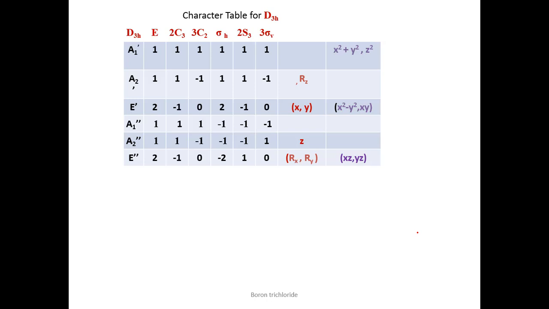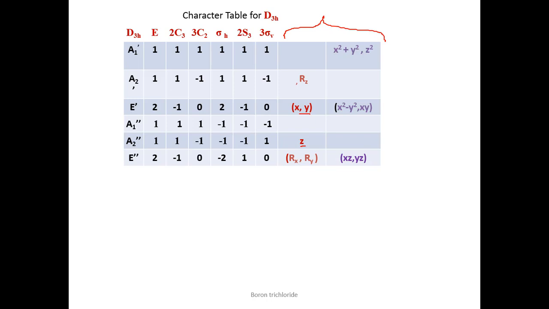Assigning the hybridization, we need the character table, and in the character table we also need whatever letters are written on the side of the character table. They are letters like x square plus y square, z square, x square minus y square, xy, xz, yz. These are known as quadratic coefficients. And you have x, y and z, which are known as Cartesian coordinates. We have Rx, Ry and Rz representing rotation about the x axis, y axis and z axis.